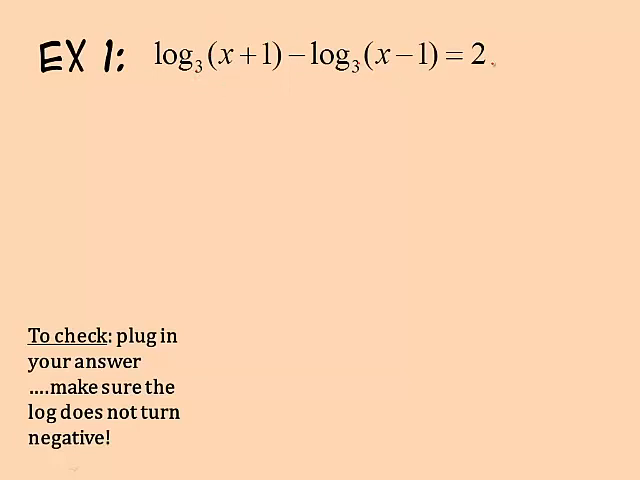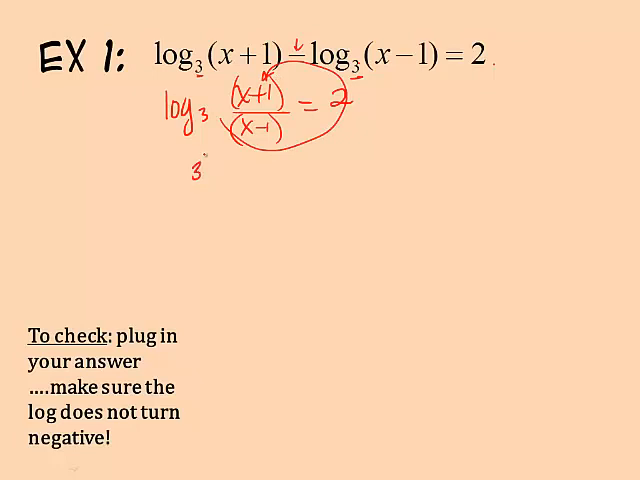1, 2, 3. The first two terms are logarithms with the same base, right? If they're logarithms with the same base, you can condense them either using product rule, quotient rule, or power rule. Well, since there's a minus sign, this should tell you it's a quotient rule. So I'm going to condense it to one logarithm and put the x plus 1 on top, x minus 1 on the bottom. And it still equals 2. That hasn't changed. Now, remember the first step was to condense.